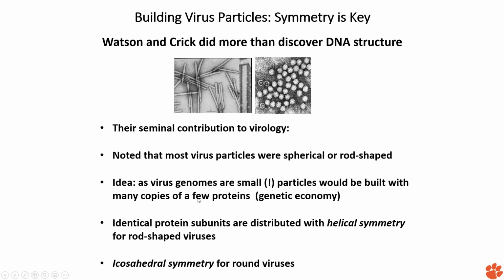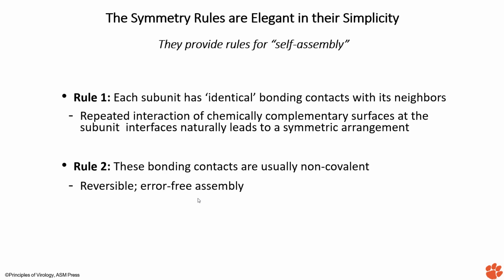And the idea was that as virus genomes are small, they are not infinite like in a bacterial genome or even close to any other. So particles would be made with many copies of a few proteins. This is what we call genetic economy. If you just have a 5,000 kilobase genome, there is a limited number of genes that you can fit in there to produce the proteins. So identical protein subunits are distributed with helical symmetry for rod-shaped viruses, whereas icosahedral symmetry for round viruses. This concept was a game changer, the symmetry concept. So let's see what it is.